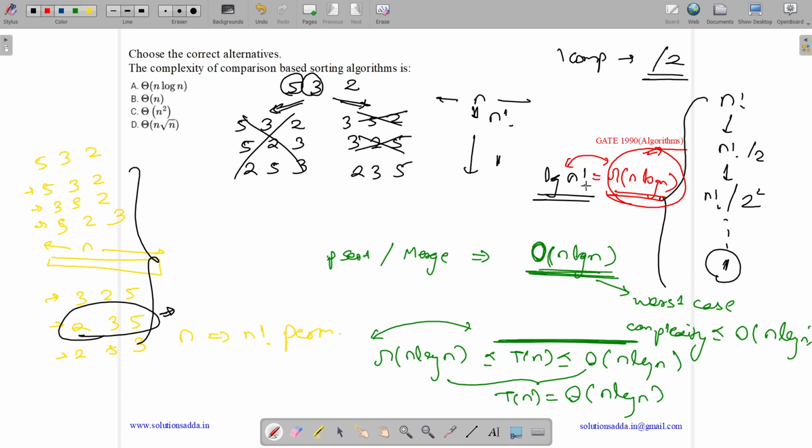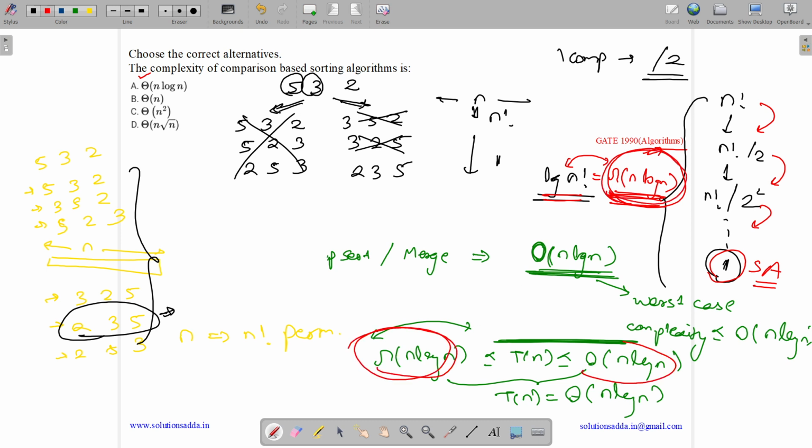Now let me brief it up. What I have told you is the meaning of theta. When we have the upper bound as well as the lower bound both equal, then we can write it as theta. Here we cannot use any standard algorithm. Now suppose we have n items, then we will have n factorial permutations. Each comparison reduces the size by 2, so n factorial to n factorial by 2, then divide by 2, then divide by 2, till we get the sorted array. The number of steps will be equal to log n factorial. Log n factorial can be written as omega of n log n. Thus we have the best case as omega of n log n.